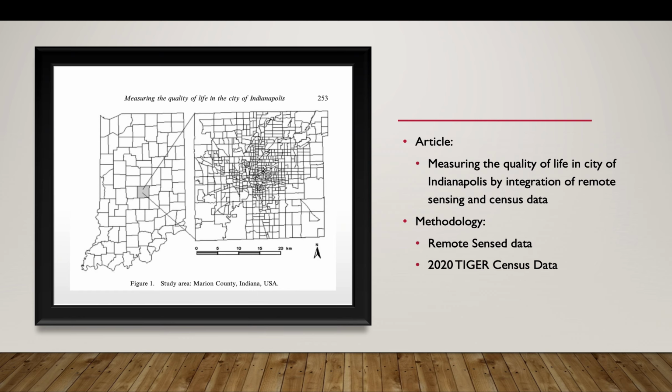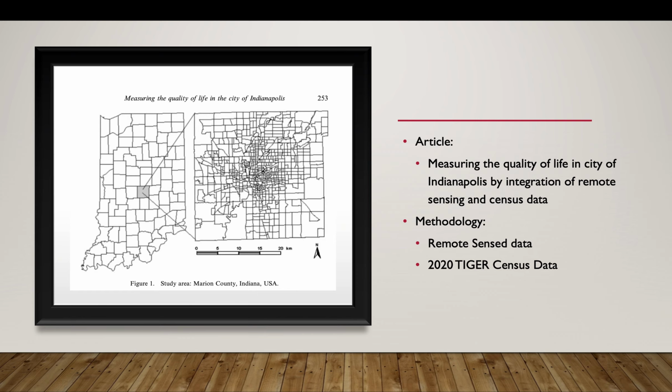The methodology used in this paper is by using remote sensor data and 2020 TIGER census data, and by bringing those two types of data into a GIS software and then integrating them together to see what kind of score, coefficient, and correlation we could find with those two different types of data.